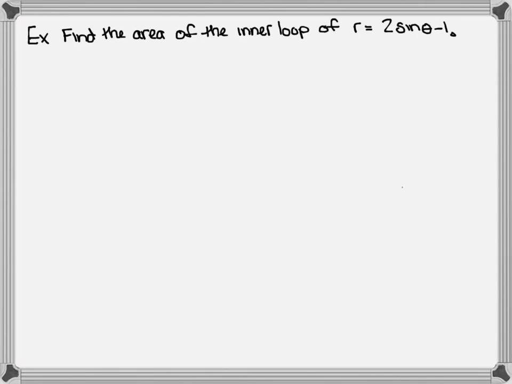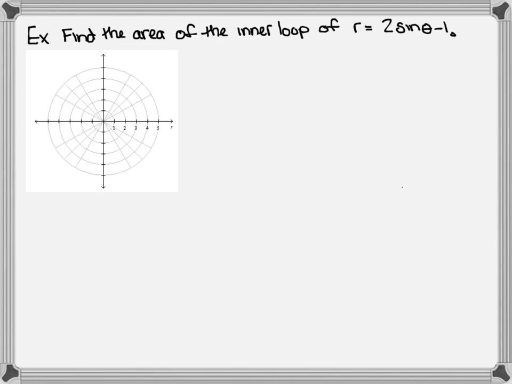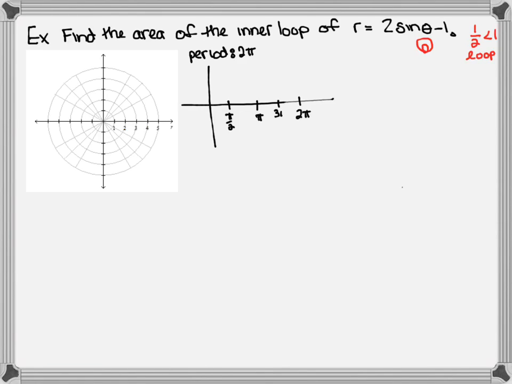So when we go a over b, a is negative 1, b is 2. This is going to be less than 1, so we know that it has a loop. Because it's sine and it's positive, it's going to be the loop around the y-axis. The period is 2 pi. So let's look at what this is going to look like.